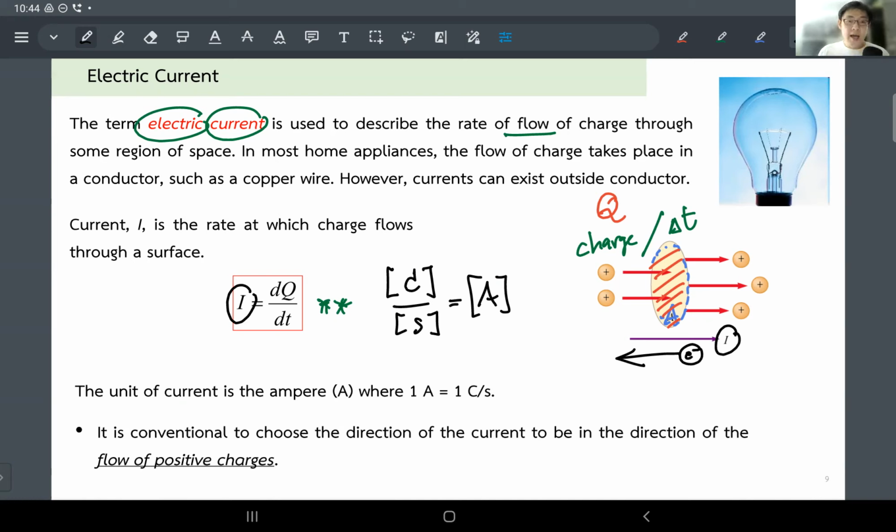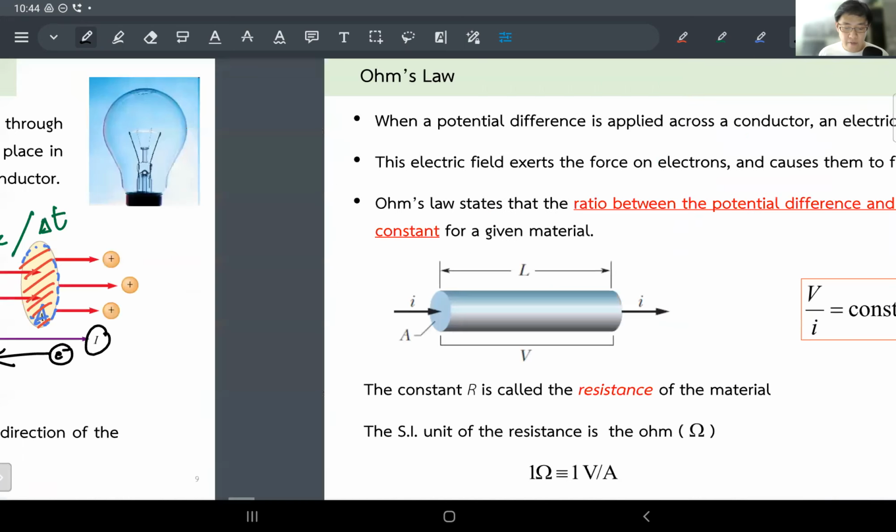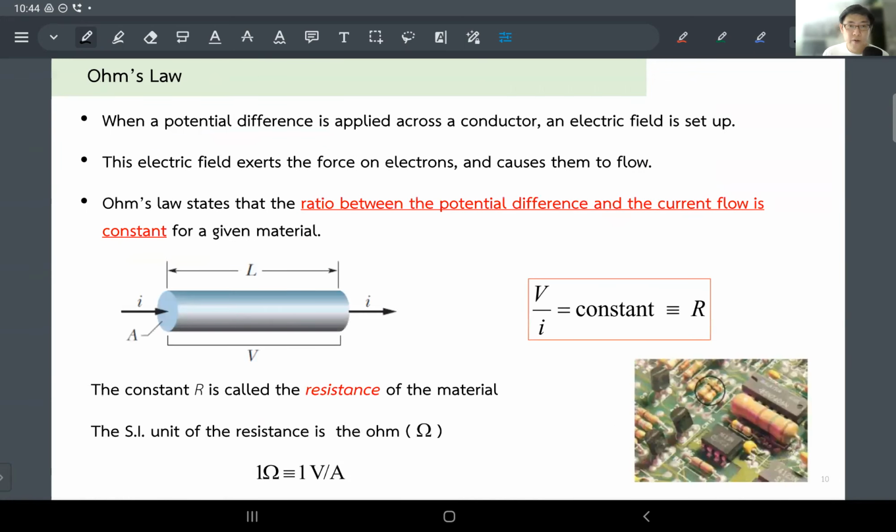All right. So current is just charge per unit time through a cross-sectional area. Now, to make currents flow, you already learned about this, you need some potential difference. The only way that it can flow is with a potential difference. Otherwise, it's going to stay exactly at the same spot, right?